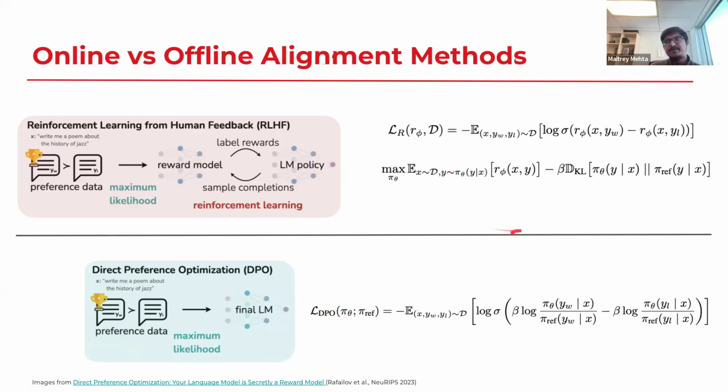Okay, and these are the respective mathematical equations, the objectives that are used to train them. We don't need to go into detail, but the important part is that online alignment systems use a reward model, whereas an offline system does not use that.